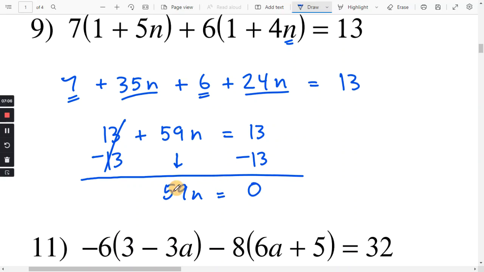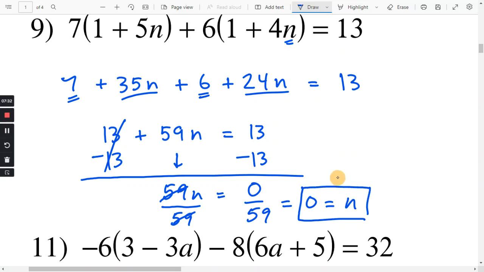Okay, n is times 59. The opposite of times 59 is divided by 59. So the 59s cancel right here. That's just 1 or 1n. 0 divided by 59 is just 0. So n equals 0. Final answer.